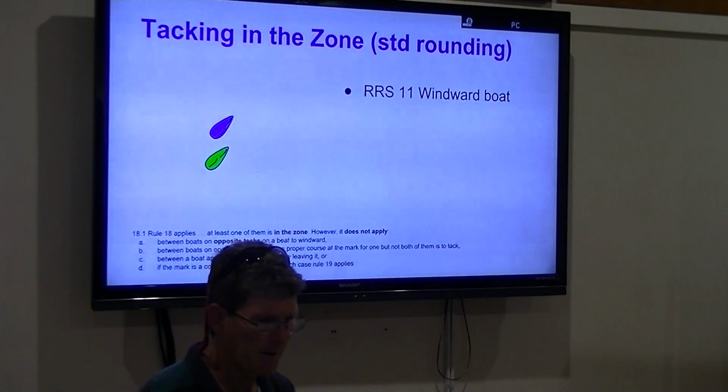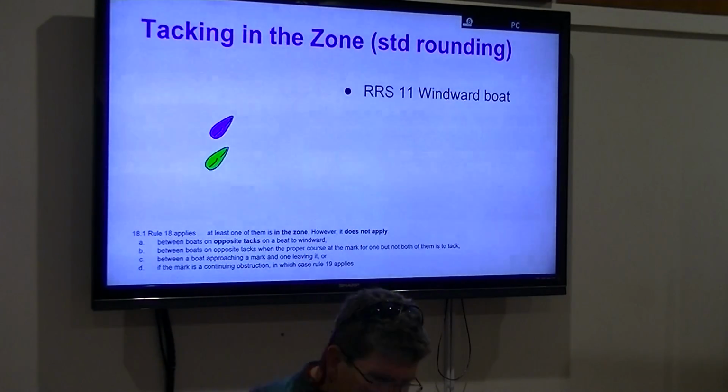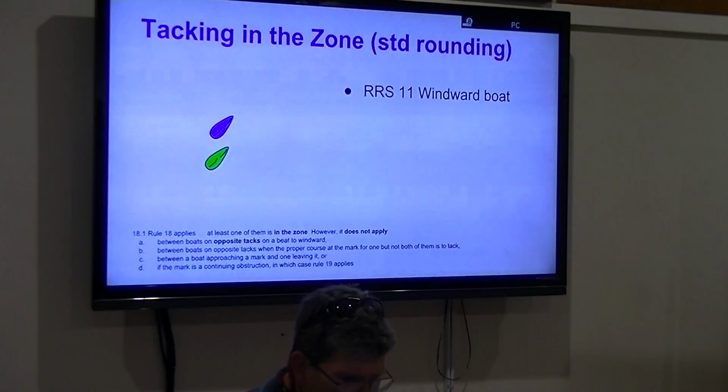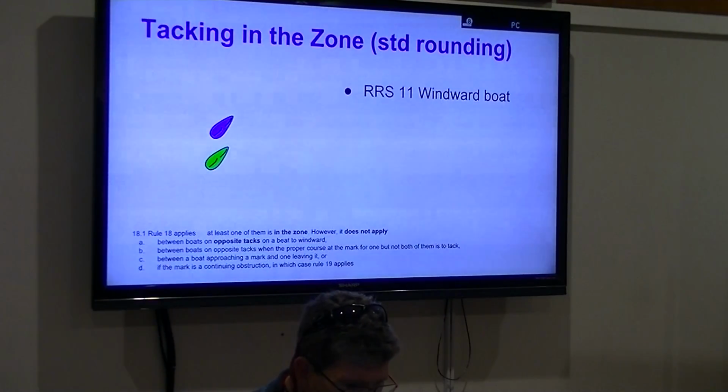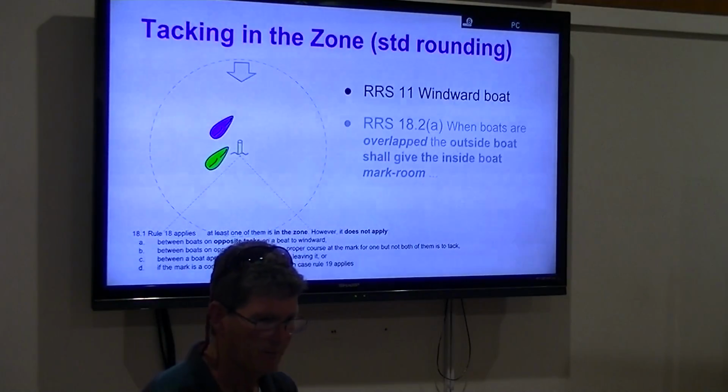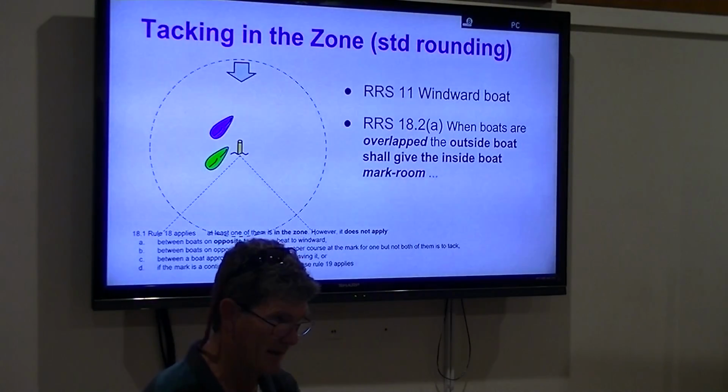But let's go back to 18.1. It applies if at least one of them is in the zone. Yeah, they're both in the zone. It doesn't apply if they're on opposite tacks. No, they're on the same tack. Between opposite tacks, the proper course, they're both bearing away, approaching. Is the mark a continuing obstruction? No, okay. Look, 18.1 suddenly applies again. Oh, the mark's reappeared.